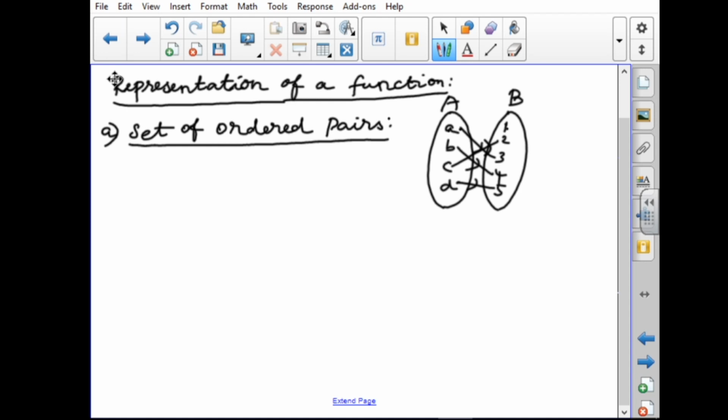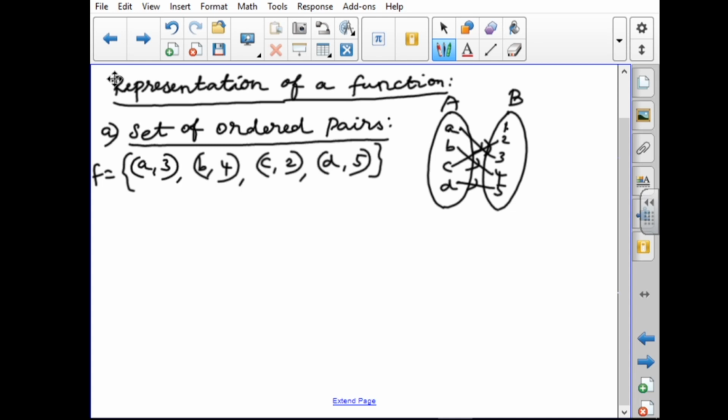So, the elements mapping to another set of elements, that is the set of ordered pairs. For example, A comma 3, how to write, like this: A comma 3. The next one, the mapping B to 4, so B comma 4. Next C to 2, so C comma 2. Next D to 5, so D comma 5. Within the set brackets you have to write, and give the name F. This is called a set of ordered pairs.